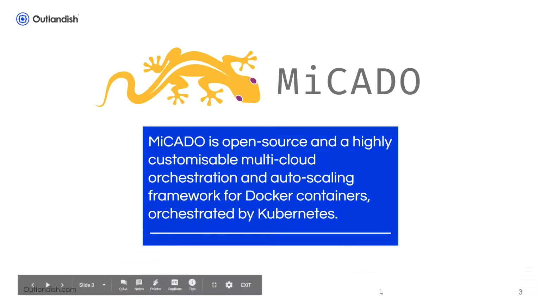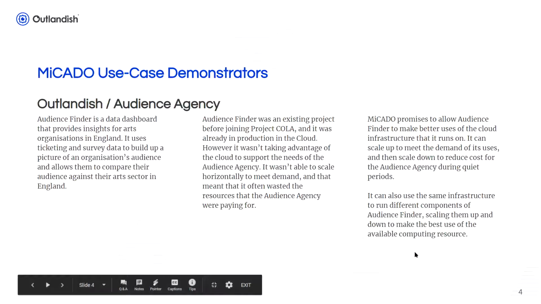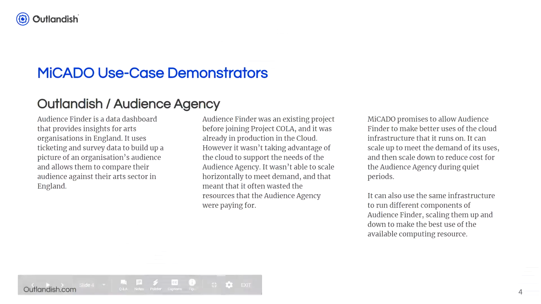I'm going to talk about the use case demonstrators. So in the project, we had 3 use case demonstrators, each with 2 partners. Outlandish was part of one of those use case demonstrators, and we're working with the Audience Agency on a project that we've worked with them on in the past called Audience Finder. Audience Finder is a data dashboard for arts organizations in the UK, and it uses ticketing and survey data to build up a picture of an organization's audience, and then provides that through various charts and metrics to the different arts organizations in the UK.